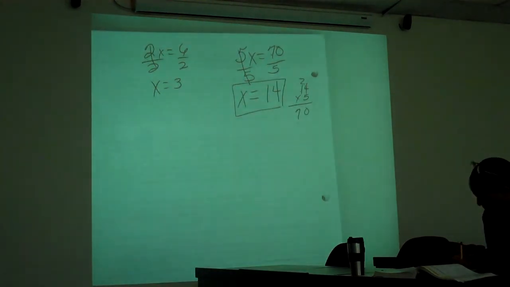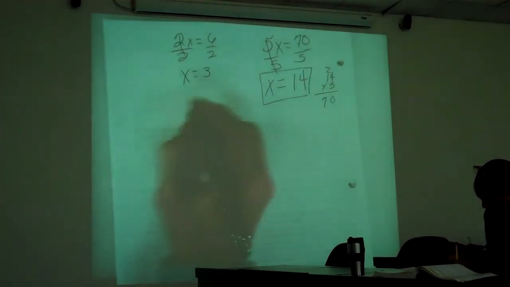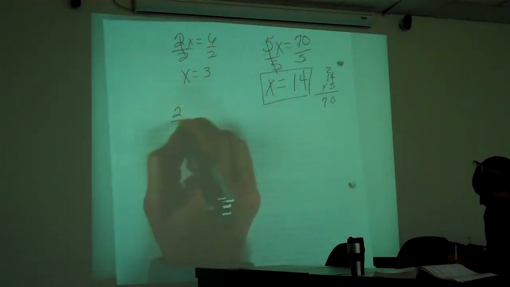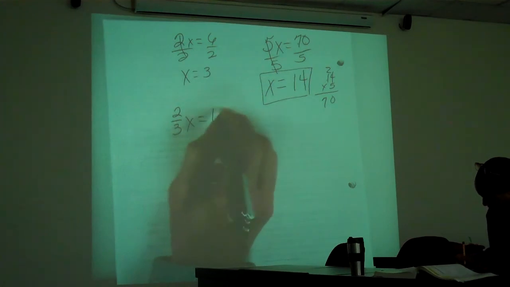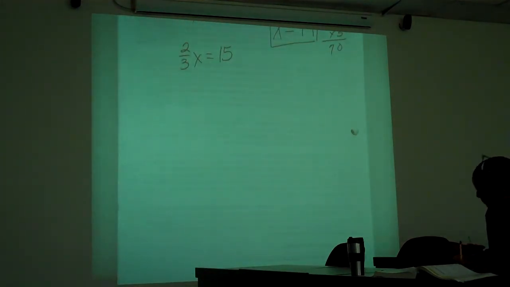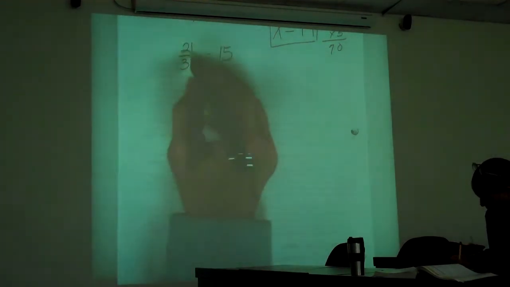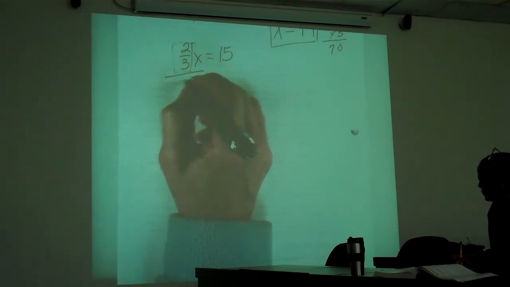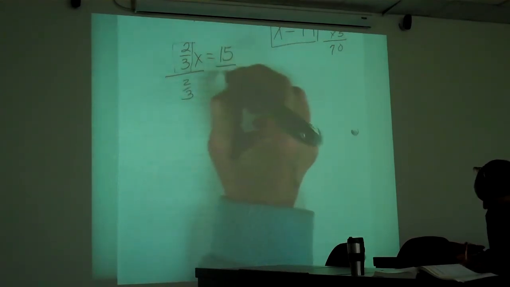Okay, let's say you have a fraction in front of the x. Let's say you have 2/3 x equals 15. Okay, you're going to divide both sides by what was multiplied, right? You're going to divide by 2/3, divide by 2/3.